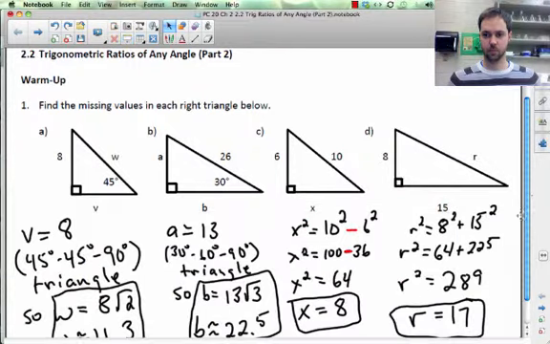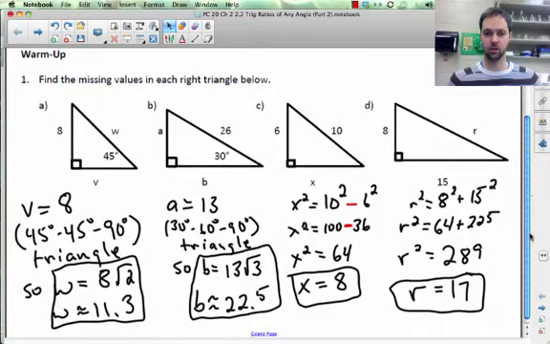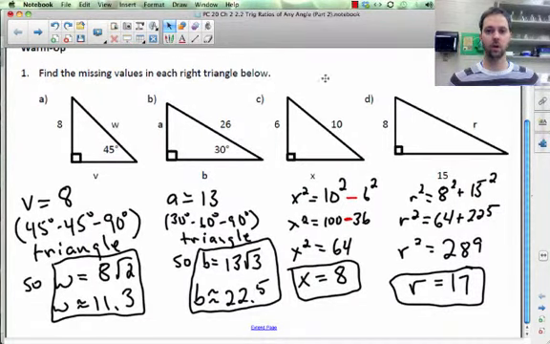Welcome back. Here are the solutions for all four of those. So hit pause and take a look through those. See how you did.